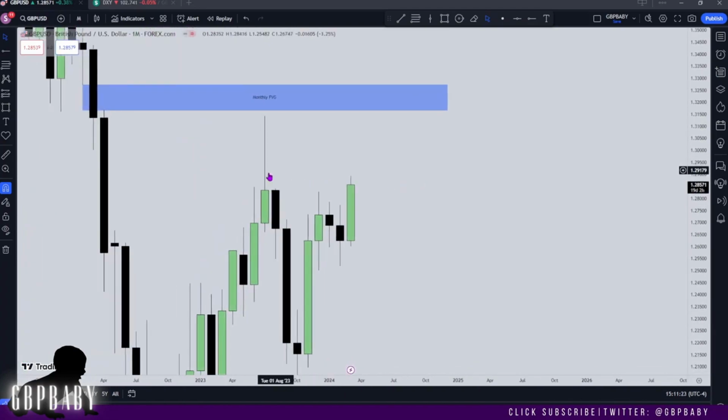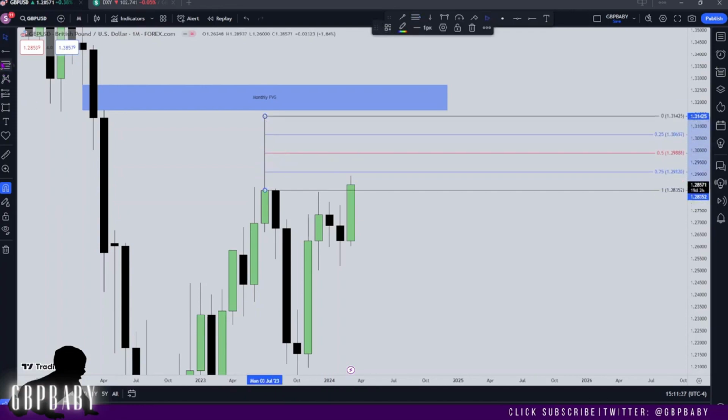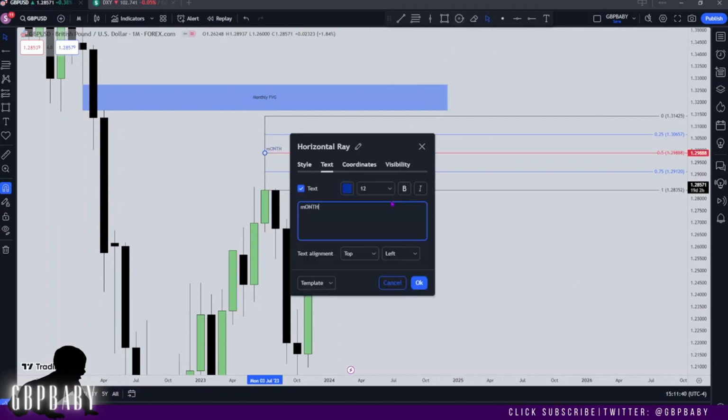Another thing I want to bring our attention to is this long wick, and yep, you got it right. I'm definitely going to mark out the midpoint, because price is going to see this as a reference point as well. So let's get that drawn out. I'm going to make it red, I'm going to make it dashed, and I'm going to write monthly consequent encroachment. And I want to see, can price trade to that?